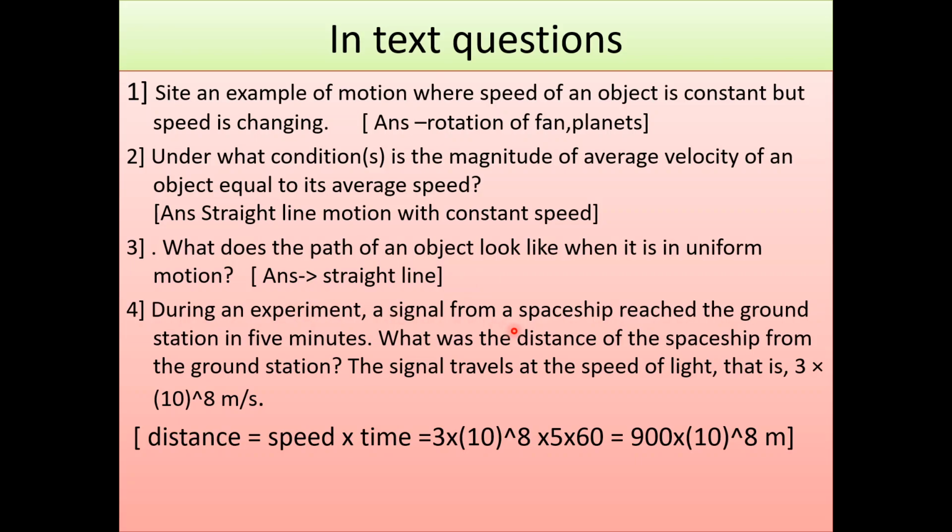During an experiment, a signal from a spaceship reached the ground station in 5 minutes. What was the distance of the spaceship from the ground station? You have to calculate this distance, and the signal travels at the speed of light, given as 3 into 10 raised to power 8 meter per second. Distance is equal to speed into time. So speed is 3 into 10 raised to power 8, into time. Time is given in minutes, you have to convert it into seconds. So 5 into 60 seconds, that is 900 into 10 raised to power 8 meter.